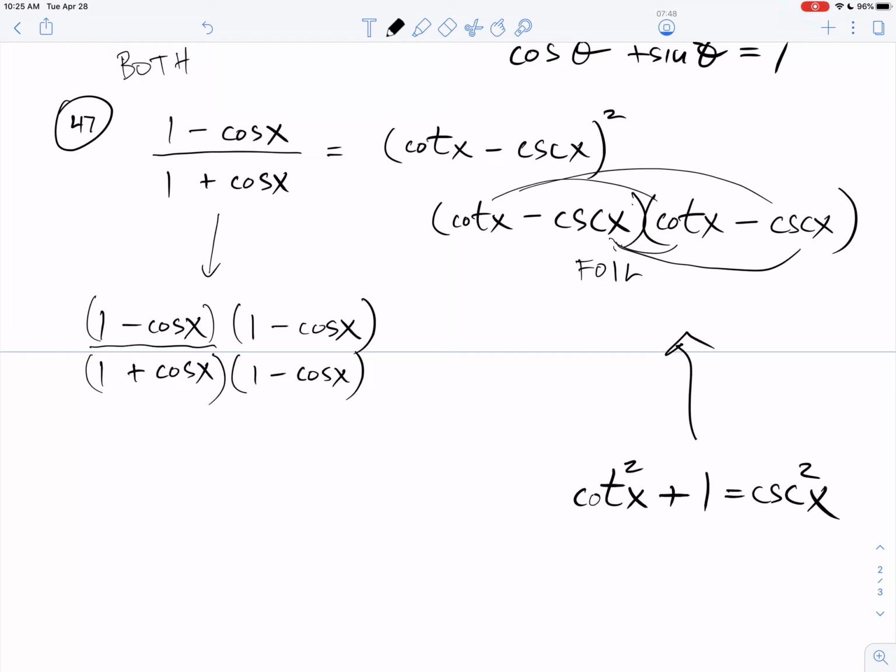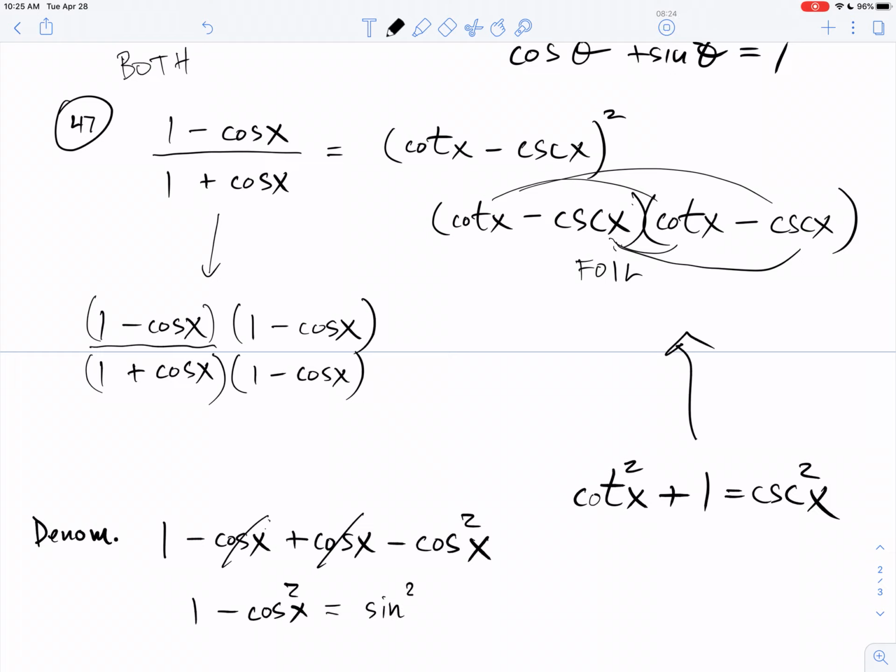So look, if I FOIL the bottom, we'll do the denominator here. If I FOIL the bottom, I get 1 times 1, I get a 1. 1 times negative cosine x, I get negative cosine x. 1 times positive, I get that. And then last but not least, I get negative cosine squared x. That's what I would get if I FOIL the denominator. These would cancel, and then this is what you're looking for. This guy is equal to sine squared. That's why they want us to go for that trick.